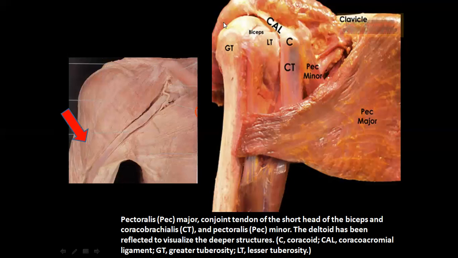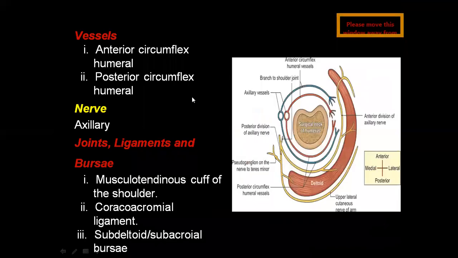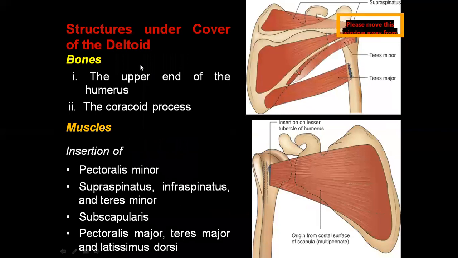Okay. If you cut all the directions and reflect the muscle downwards, you will see what are the structures underlying. So that is what I wanted to tell you, the structures under the cover of deltoid. So the bones we see, if you cut the deltoid, you will be able to see the upper end of the humerus. We will also be able to see the coracoid process. Okay, we will see the insertion of pectoralis minor over the coracoid process.